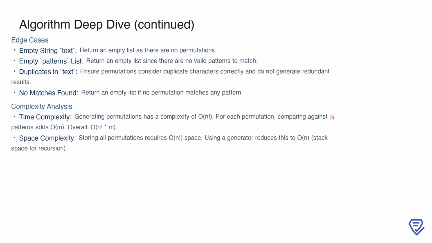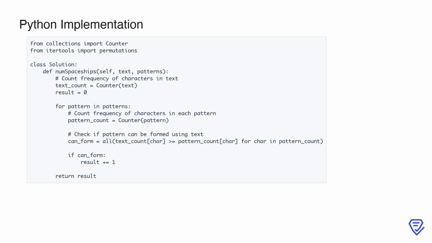This Python implementation solves the problem by first counting the frequency of characters in the input string text using the Counter class from the collections module. This provides a quick way to determine how many of each character are available in the text.